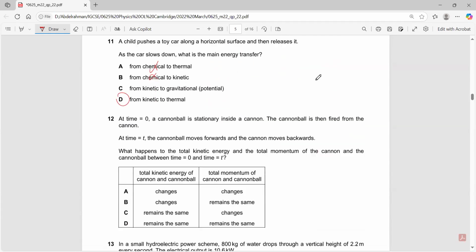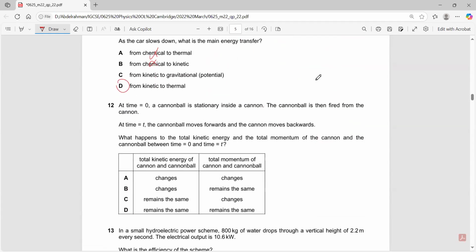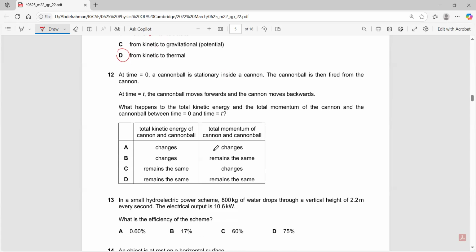At time 0, a cannonball is stationary inside a cannon. The cannonball is then fired from the cannon. At time t, the cannonball moves forward and the cannon moves backward. What happens to the total kinetic energy and the total momentum of the cannon and the cannonball between 0 and t? Total kinetic energy, does it increase or does it change? Yes, it does change. Why? Because they both move. The cannonball moves forward and the cannon moves backwards, resulting in a change of the total kinetic energy of this system.